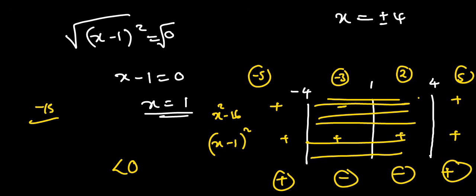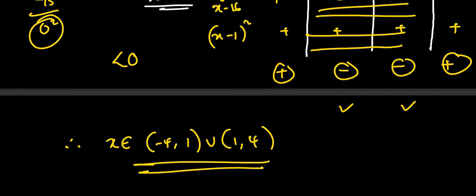The down part gives you 0, because that's 1 minus 1. So you get a 0. We don't want the down part to be 0, because the whole expression will be undefined. That's the reason why we are saying -4 to 1, union 1 to 4.